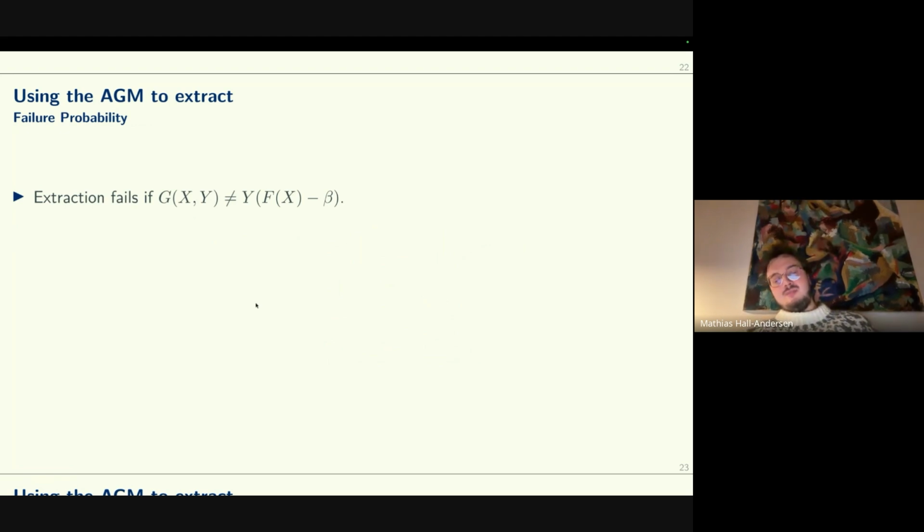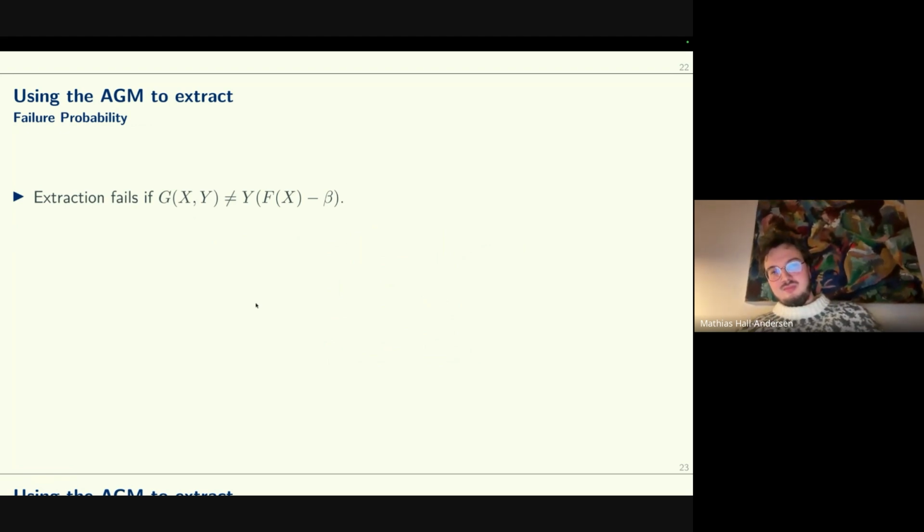Was the strategy clear to people? Okay, people still following? Yeah.